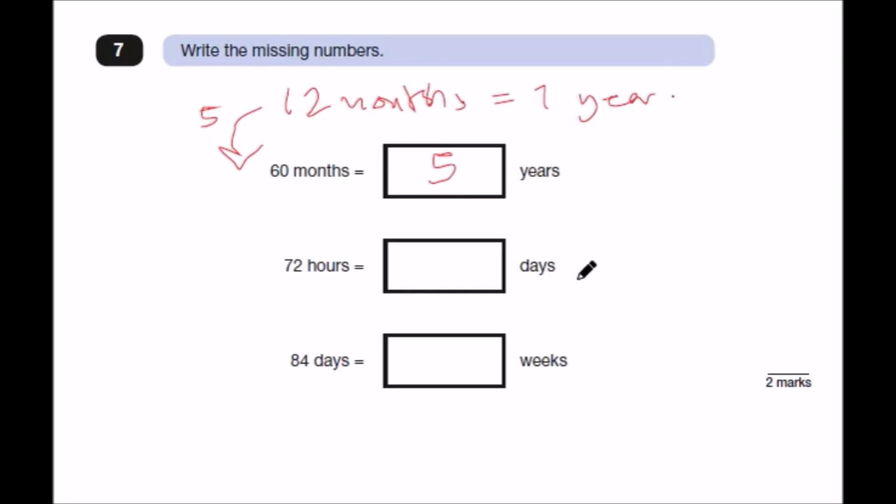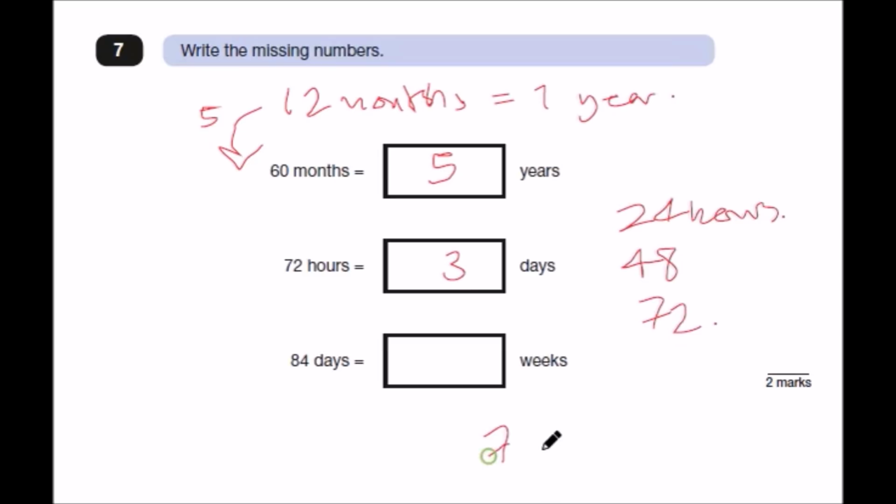Now, how many days are there in 72 hours? We know there are 24 hours in a day. So if you keep on adding 24, you should get 72. So 24 is 48. Another 24 is 72. So it's 3 days.